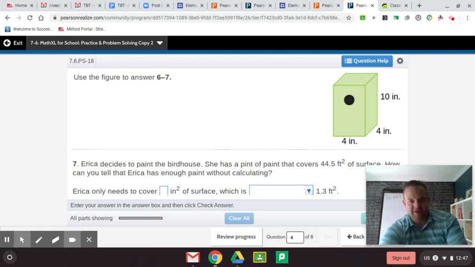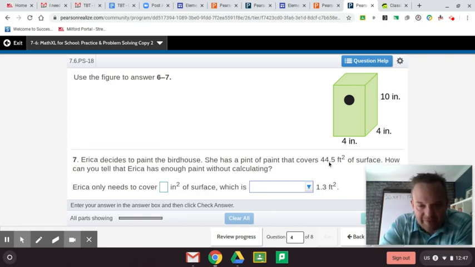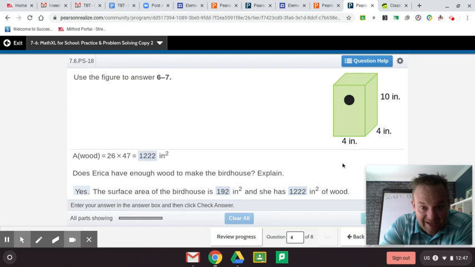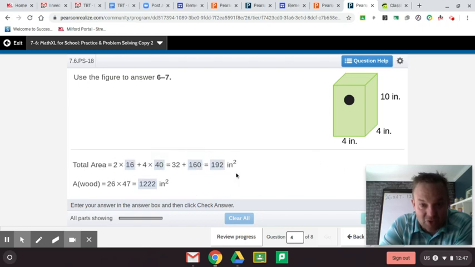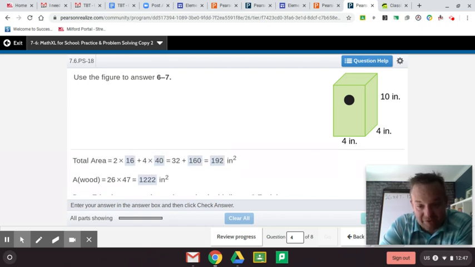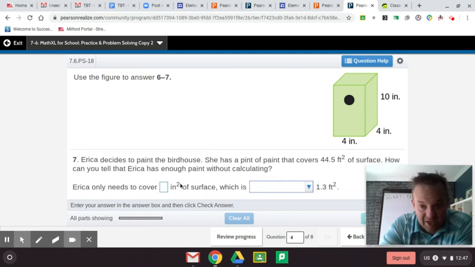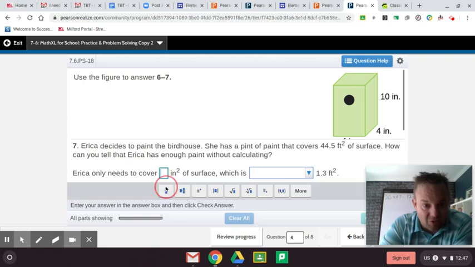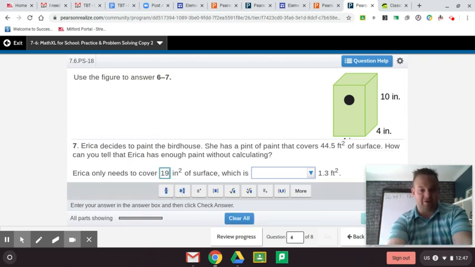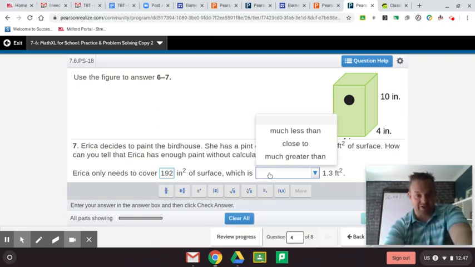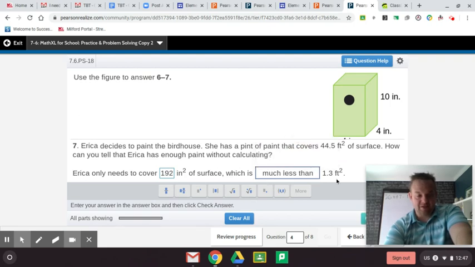Oh, boy. So if that covers 44.5 square feet, and we have 192 square inches, well, square feet are much larger than square inches. So I would surmise that we do have enough. So Erica only needs to cover 192 inches squared of surface, which is much less than 1.3 feet squared. Let's see if that works.